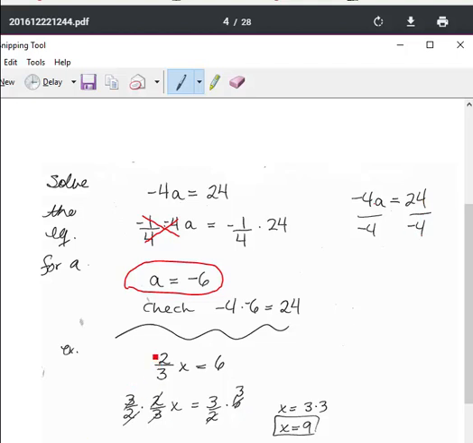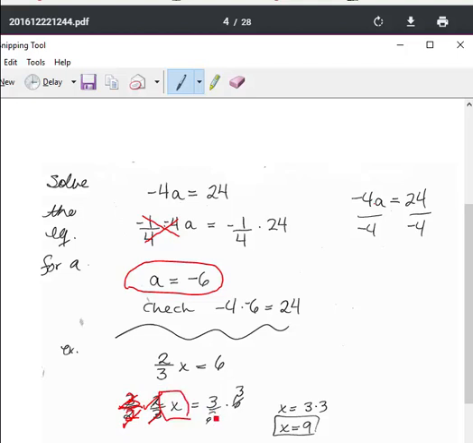Here's another example. 2/3 x equals 6. How am I going to get rid of that 2/3? Well, I'm going to take the reciprocal. So the reciprocal of 2/3 is 3/2. And if I multiply the left by 3/2, I have to multiply the right by 3/2. The 2's cancel, the 3's cancel, and I'm left with just an x on the left-hand side.